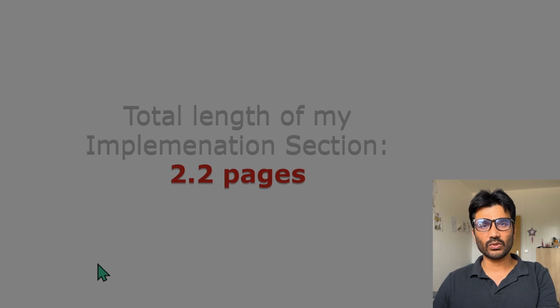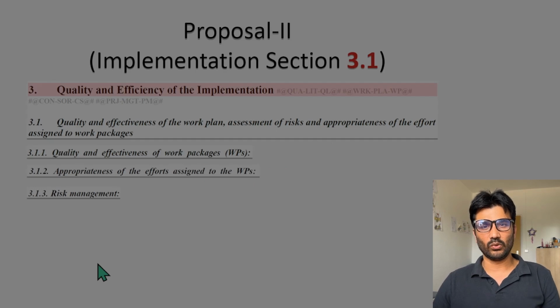And now I show how I subdivided or made sections on each part of the implementation section. Implementation section 3.1: Quality and effectiveness of work plan, assessment of risk, appropriateness of efforts assigned to work package. So I divided them into 3 subsections. First was the quality and effectiveness of work packages. Here I give details about how I have divided my project into work packages and what kind of work packages there will be.